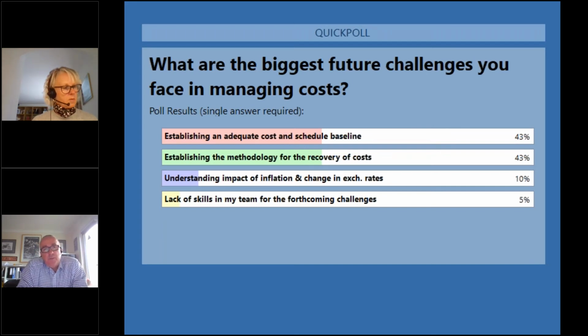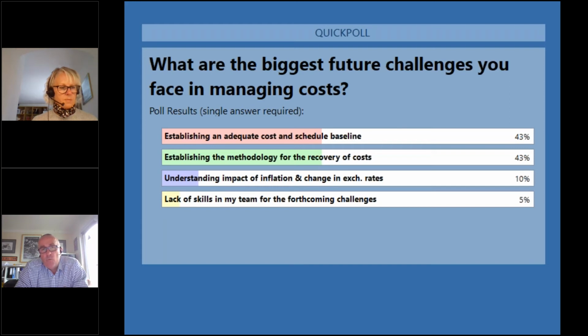Yeah, I suppose the one that surprised me is the top one about establishing an adequate cost and schedule baseline. Because theoretically, all you have to do at the moment is establish the baseline as to where you are at the moment, which should be following the standard methodology. That's quite surprising, because I would expect most people to be able to do that.